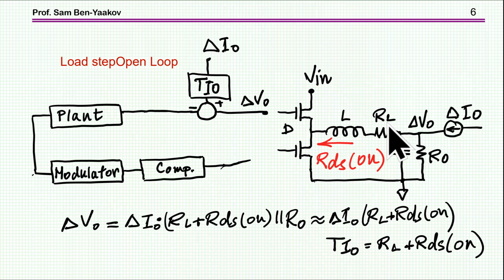We see this resistance plus the resistance of the transistors, well, actually in parallel with R out. We're talking about DC here, so the capacitor is open circuit. And usually R out will be much, much larger. So therefore, the transfer function here between delta I and delta V in open loop is nothing but the resistances that we see here. So it is like the resistance of the inductor plus the resistance of the RDS on, both of which are very small, of course.